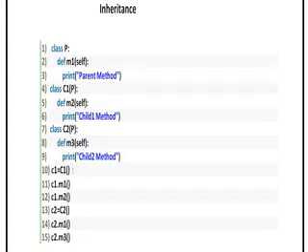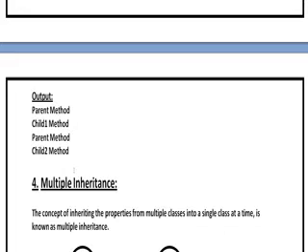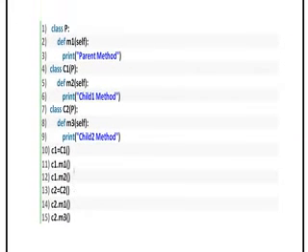Next, I am writing C1 of C1. What print statement is it going to print? Parent method. Next, C1 of M1. In class C1, what is the method M1 I have written? Parent method. Next, C1 of M2. What is the thing? Child method. C2 of C2, next, child 2 method. C2 of M1, what method have I written? Parent method. Like that, whatever methods I have defined, those particular methods will be printed based upon the class names.